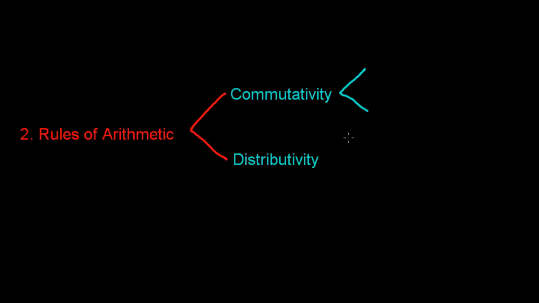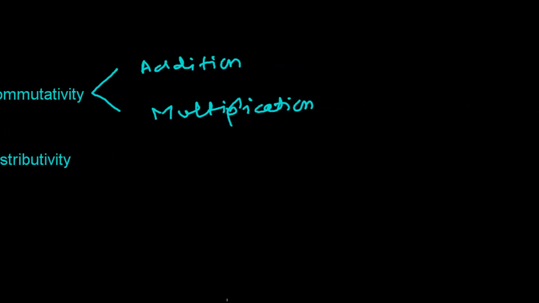And one more thing, this commutativity can be divided further into two parts based on the variables. Actually, we're talking about the variables, how we can generalize the big problems of arithmetic into algebra, so that the algebraic expression can easily solve the big problems. We're trying to generalize the things. So we can further divide this commutativity based on addition of two variables and multiplication of two variables. Let's talk for a while about addition and multiplication of two variables.